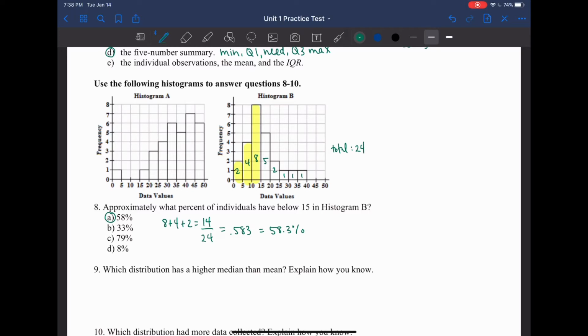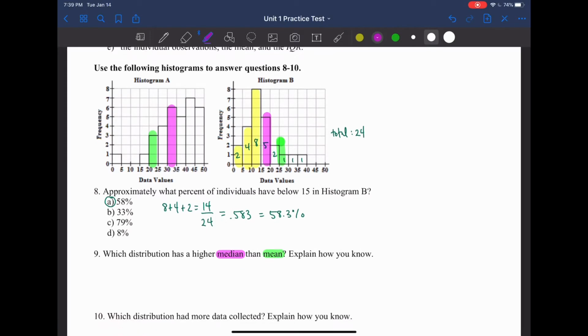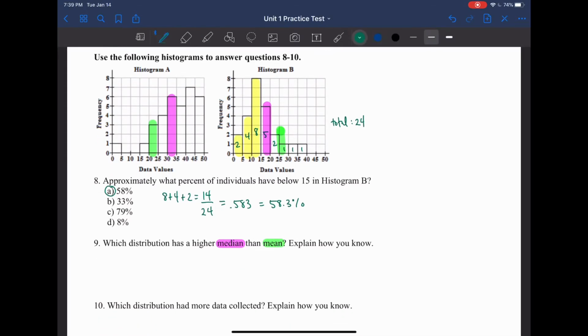Number 6 says which distribution has a higher median than the mean? So remember that the mean gets pulled towards the tail. So in histogram A, the mean is going to be closer to the tail. The median is going to be closer to the hump, and I'm just approximating here. And then in histogram B, the mean gets pulled towards the tail, which means it might be somewhere here where the median is closer to the hump. So in terms of which distribution has the higher median, that's going to be histogram A.